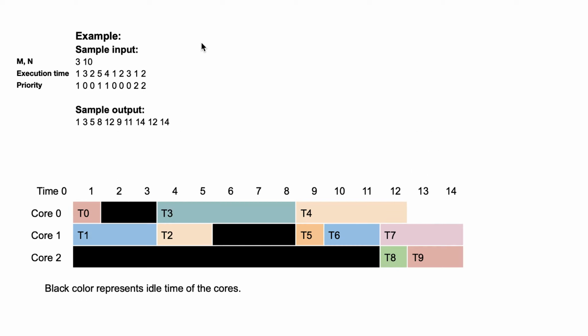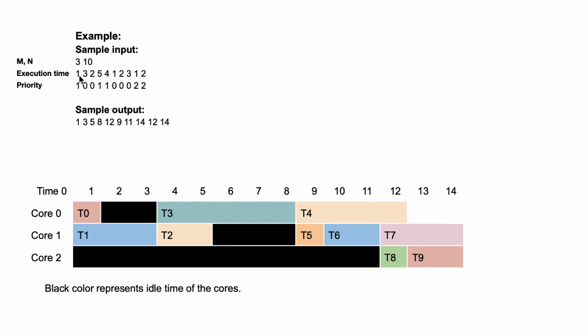Let's try to understand the problem statement better by defining the input space. Let's say we want to schedule 10 tasks on 3 cores, and we are given the execution time for each of the 10 tasks, and we are also given the priority for all the 10 tasks. Now our output is such that we are reporting the end time for each of the 10 tasks.